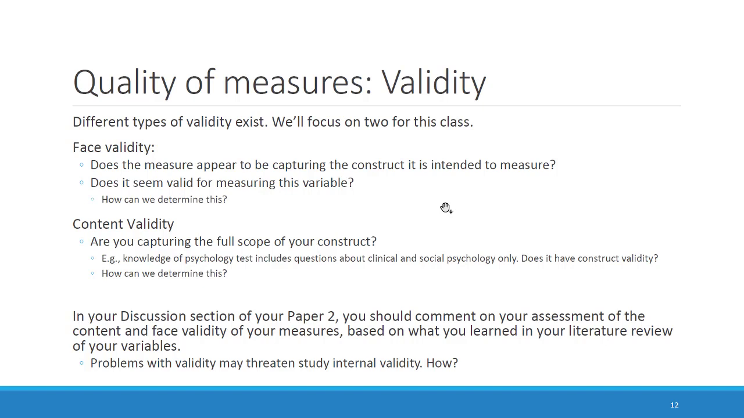For instance, industrial organizational psychology, health psychology, developmental psychology, all of these different things would not be captured. So how do we determine content validity?